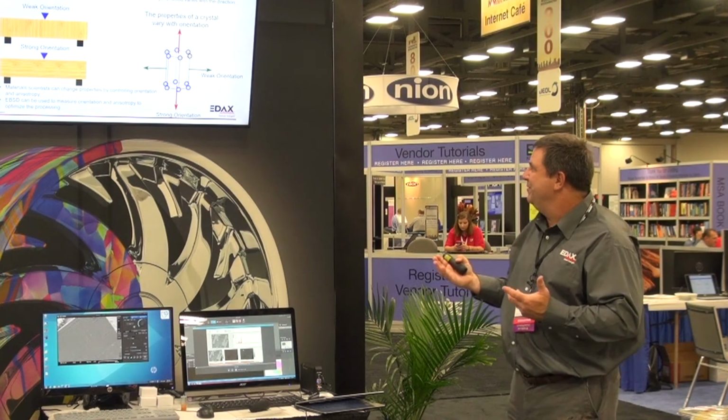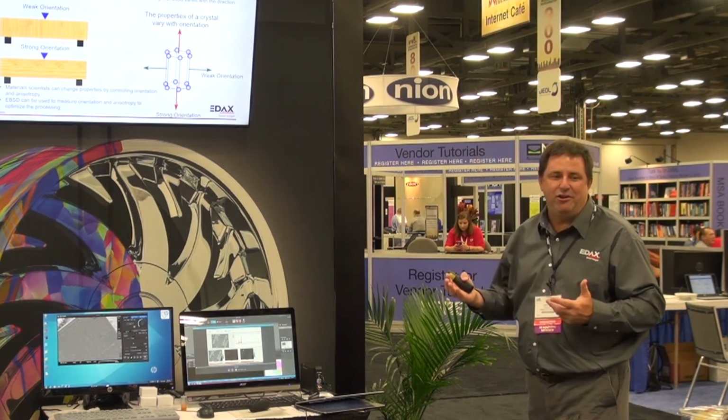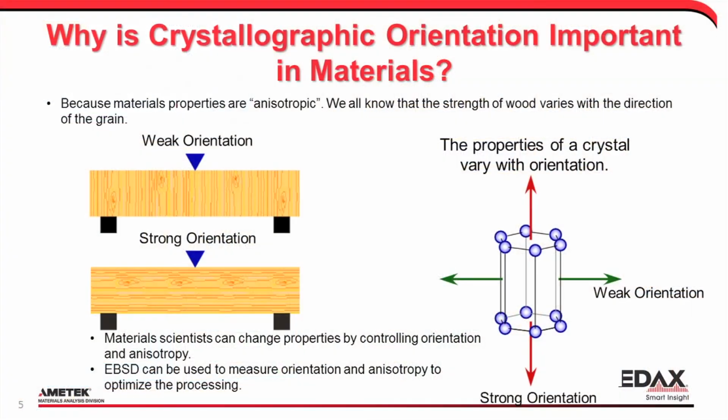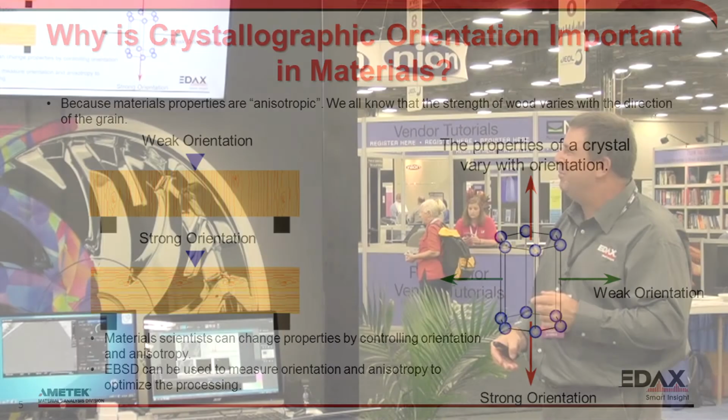Why is this important? It comes down to anisotropy. Materials will have different properties in different directions. So the graph I've shown many times is the idea of wood in a weak orientation or a strong orientation. If you're going to try to break a piece of wood with your hand, it's in good interest to your hand to orient it in the weak direction. If you orient it in a different direction, you have a lot higher probability of breaking your bones, probably.